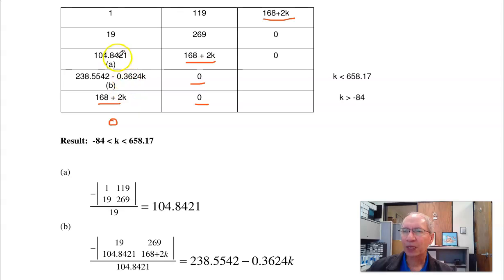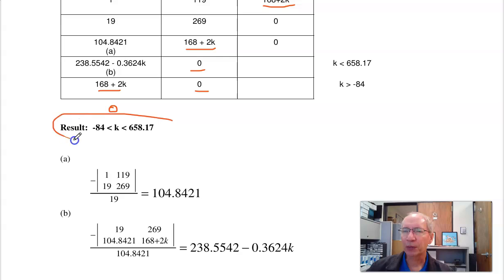B is minus the determinant of 19, 104, 269, 168 plus 2k over 104, which gives you 238 plus 0.03k. To be stable, there can be no sign flips. So plus, plus, plus. This has to be positive, so k is less than 658. This has to be positive, so k is greater than minus 84. So the range of k for stability is minus 84 to plus 658. That's the Routh table.